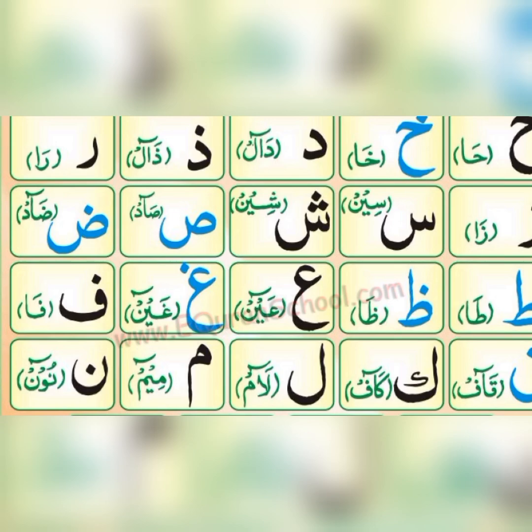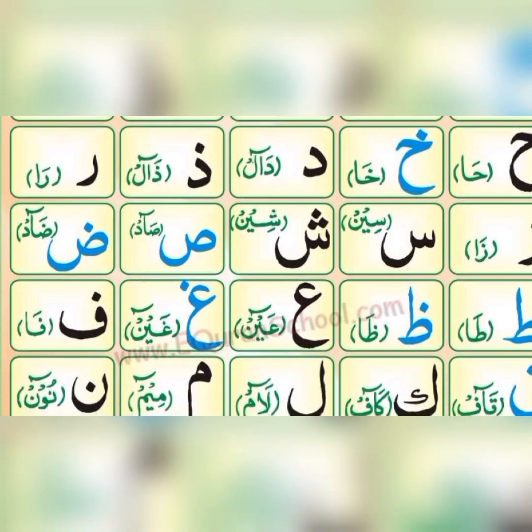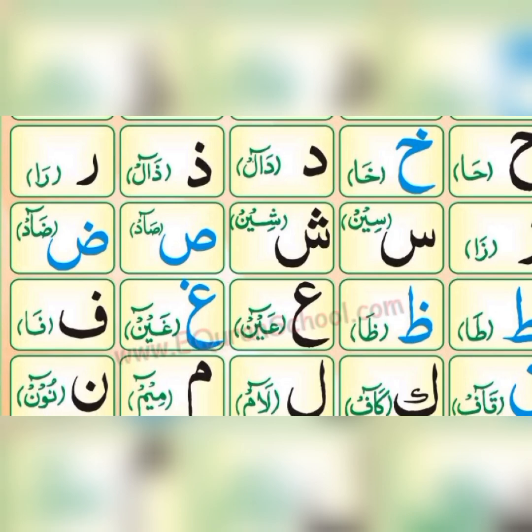The combination of these 7 letters is khussa, dagtin, qiz. Khussa means kha and sad. Dagtin means dad, ghain and ta. Qiz means qaf and za. This is the combination of mustaliya letters.